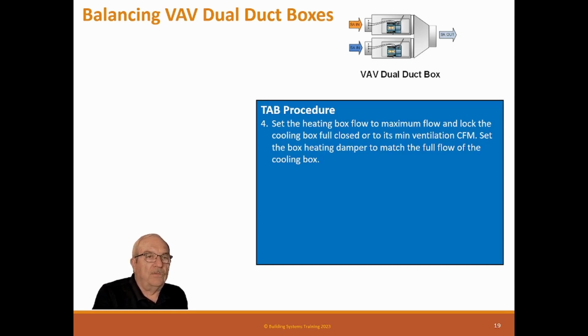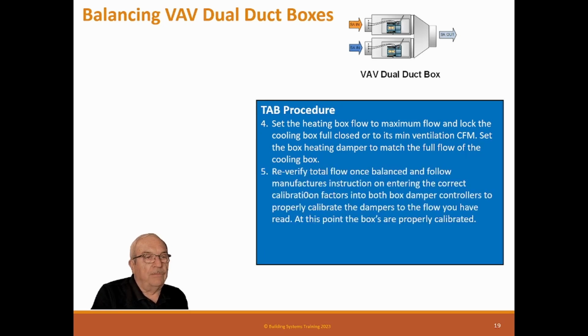Set the heating flow to maximum flow. Once the cooling boxes are all done, now we'll do the heating boxes. Set the heating box flow to maximum flow and lock the cooling box full close to its main ventilation CFM. Set the box heating damper to match the full flow of the cooling box if they're the same size. If they're not the same size, then you have to set it to maximum flow of the heating box. Re-verify the total flow, balance, and follow manufacturer's instruction on entering the correct calibration factor.